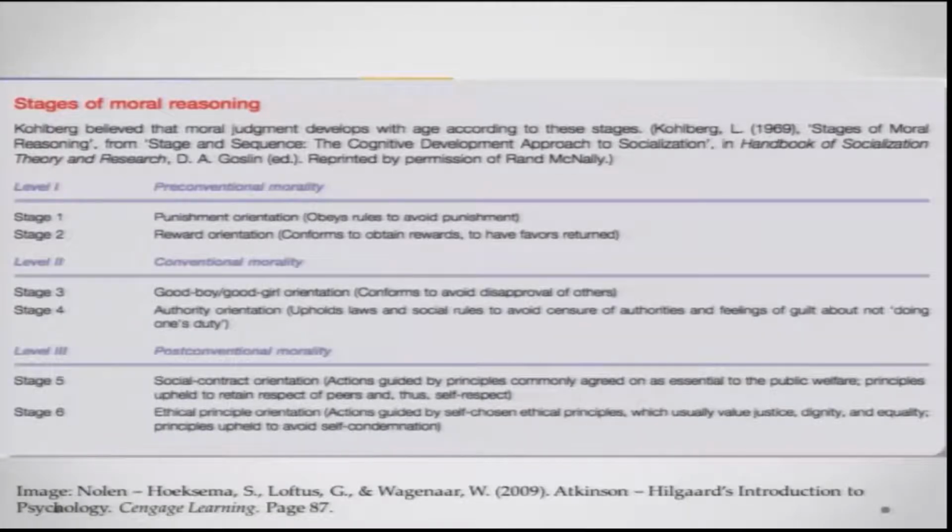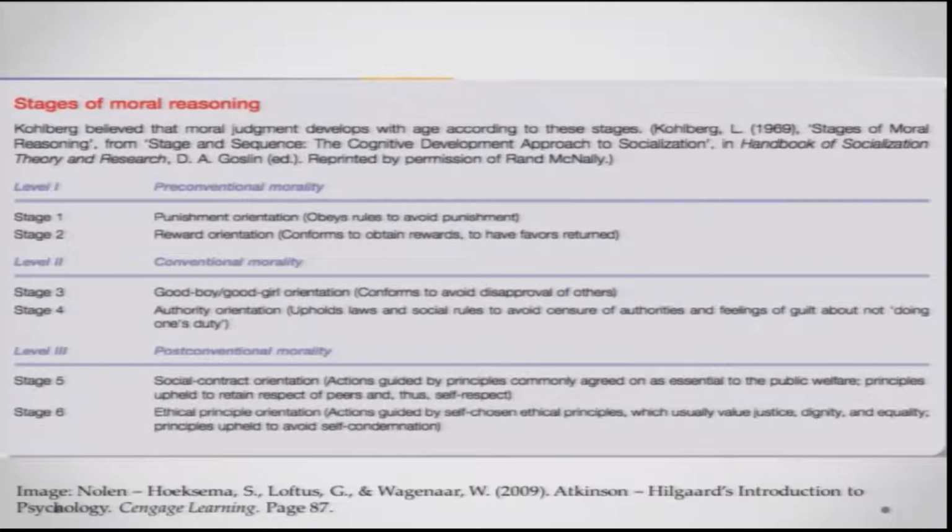Pre-conventional morality is characterized by an orientation towards punishment. You obey rules to avoid punishment; as soon as you disobey, you deserve a punishment, things like that. The second stage is an orientation towards reward. People conform to particular kinds of instruction and particular modes of thought to obtain rewards and to have favors returned.